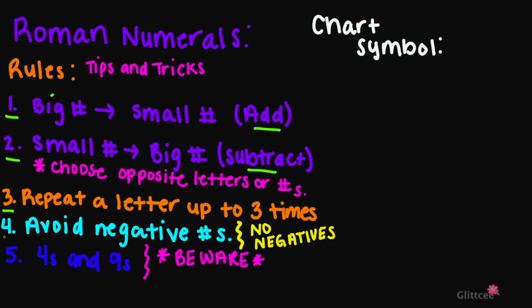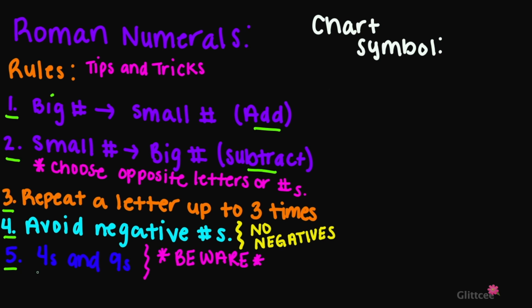Tip number 4 is to avoid negative numbers. Tip number 5, beware of any digits with 4s and 9s in them, because those are the numbers that are usually going to have a subtraction problem, which means that you most likely will need to find the opposite letter or use the opposite number.